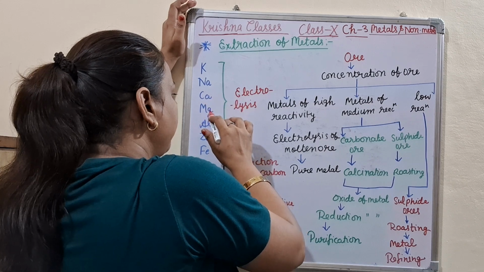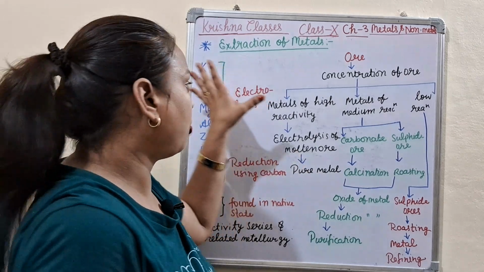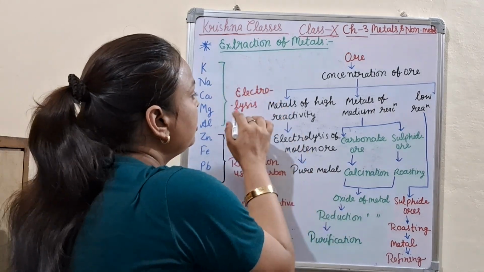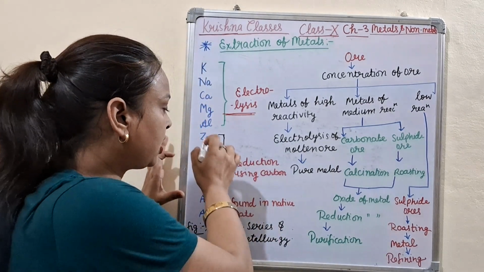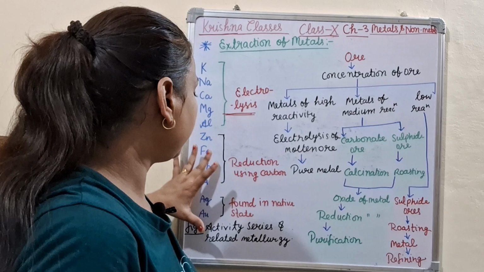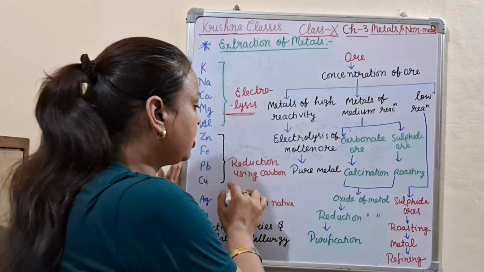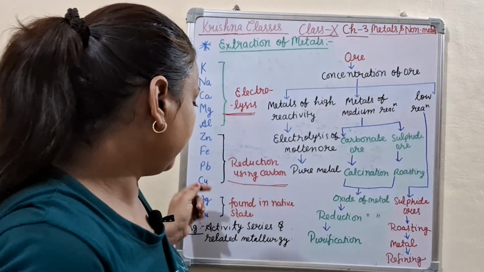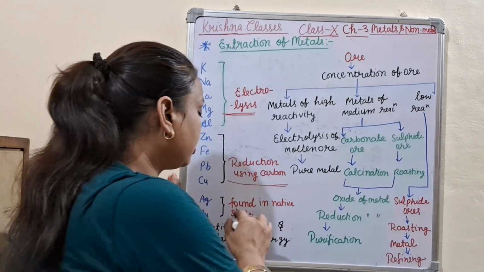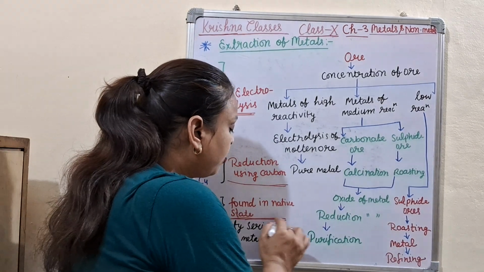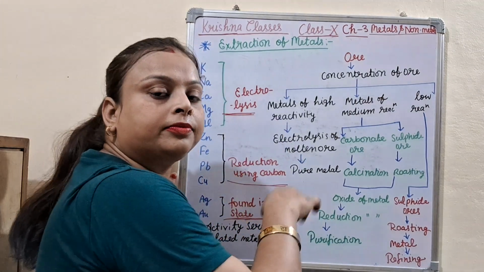Potassium, sodium, calcium, magnesium, aluminum. These elements which are present on the top of the series are extracted by the electrolysis method. And these metals which are present just in the middle of the reactivity series, zinc, iron, lead, copper, are extracted by reduction using carbon method. And the bottom elements like silver and gold are found in the native state. So by different processes we can also extract them from their ores.